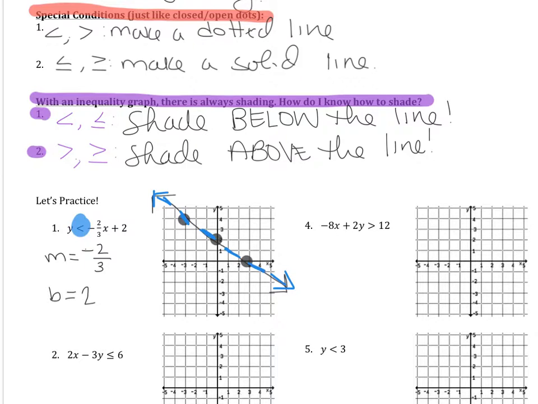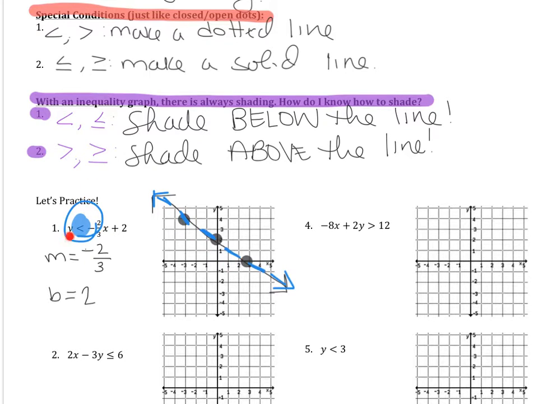So notice it's a less than sign. So is that going to mean I'm shading above or I'm shading below? Well, it's less than, so I'm going to shade below. Notice my line right here cuts my picture into two places. I can either shade on this part of my line or on this part, because it cuts it. I can't ever shade on both sides of my line.